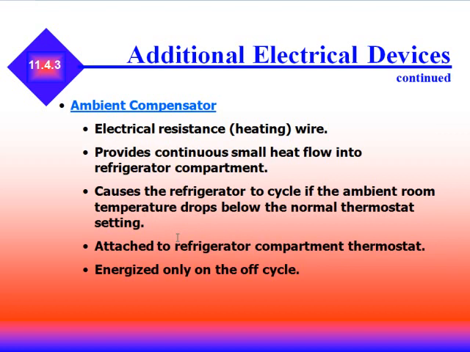Sometimes you also have an ambient compensator. It's an electrical resistance wire. It provides continuous small heat into the refrigerator compartment. It causes the refrigerator to cycle if the ambient room temperature drops below the normal thermostat setting. It's attached to the refrigerator compartment thermostat. It's energized only on the off cycle.